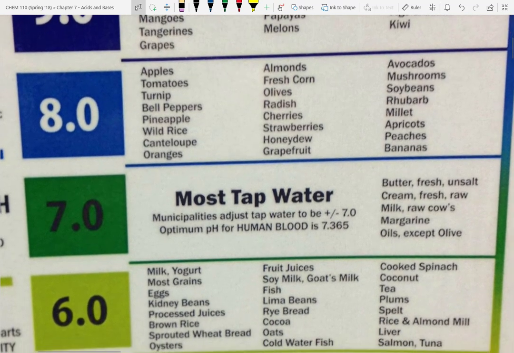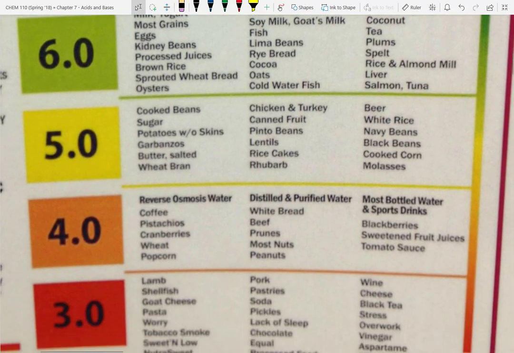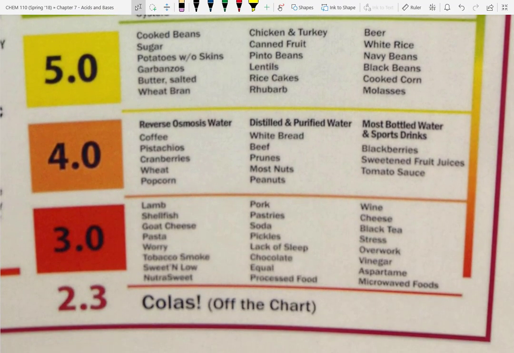My favorite is down at the bottom here. When we go down to the low pHs, we're getting way more acidic, right? Colas are apparently off the chart. I like that being pointed out. Lack of sleep is a pH of 3. Processed food is also a pH of 3. And microwave foods are a pH of 3. So what I tell people is when you go into health food stores and see any claim regarding pH, take it with a grain of salt.